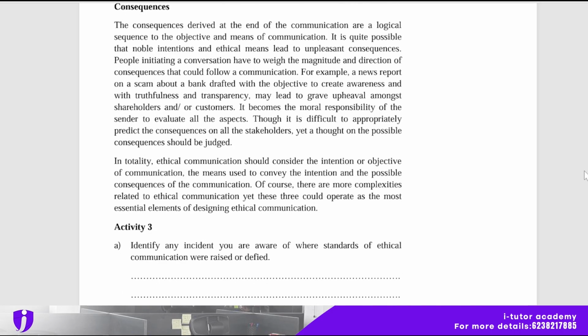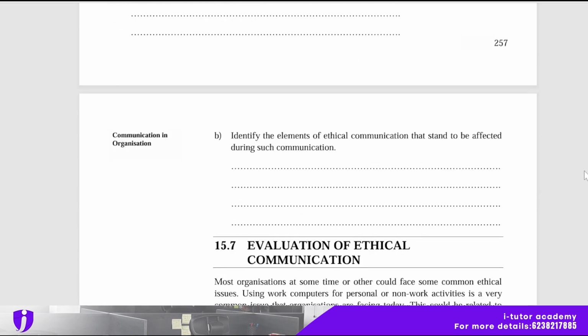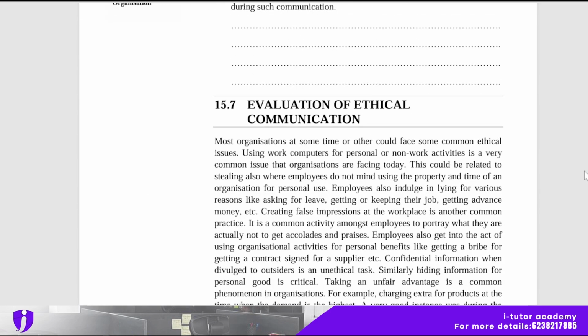In totality, ethical communication should consider the intention or objective of communication, the means used to convey the intention, and the possible consequences of the communication. Of course, there are more complexities related to ethical communication, yet these three could operate as the most essential elements of designing ethical communication. And Activity 3 is here based on this subsection. You may please do it.